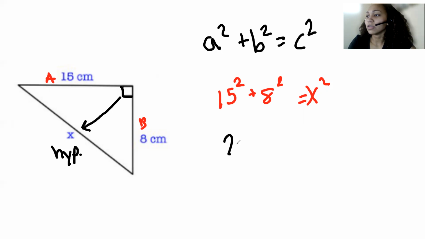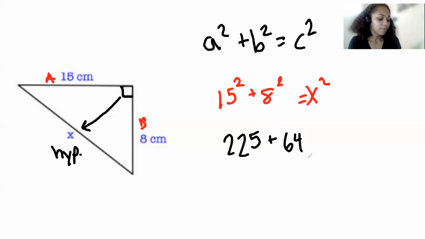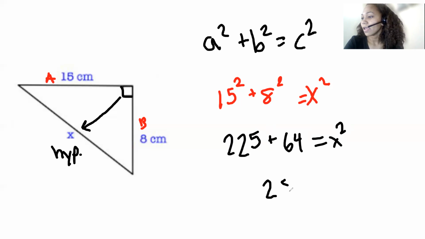15 squared is 225. I do want you to try your best to always do it without a calculator, but then you can grab a calculator and check your work. 15 squared is really 15 times 15. You get 225. And then plus 8 squared is 64. Again, take that calculator and check it. 8 times 8 is 64 equals x squared. And now we're left with 225 plus 64. Go ahead and add those up, and we get 289 equals x squared.